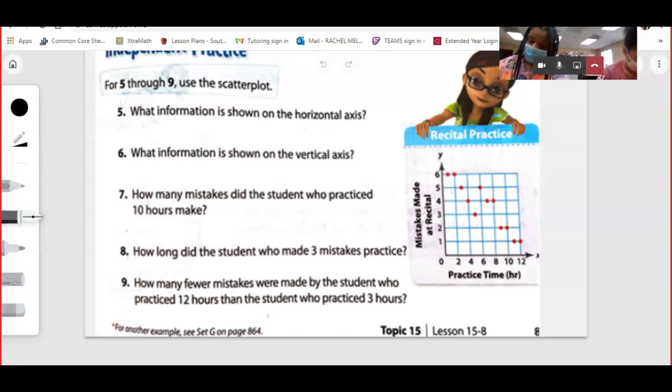Okay, so you tell me, what is the title of this scatter plot? Recital practice. Recital practice. Excellent. A recital, guys, is like a performance, kind of like a concert. All right. Someone besides Brielle, tell me, what is the x-axis label?